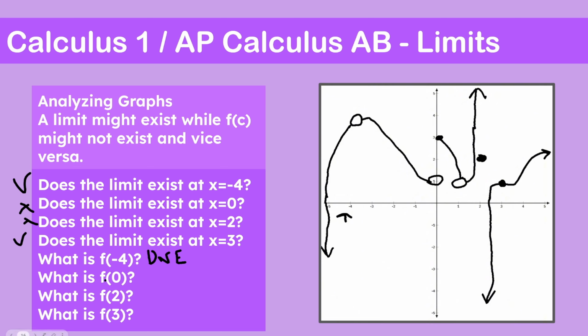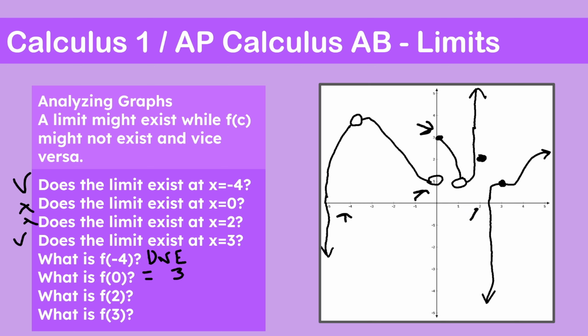Okay, the sixth question asks us, what is f of 0? So at x equals 0, what is f of x? By looking at the graph, you can see that f of x is defined at 0 at 3. So you can say that f of 0 is equal to 3. It can't be 1 because there's a hole in the graph, which means that f of x is not defined there.